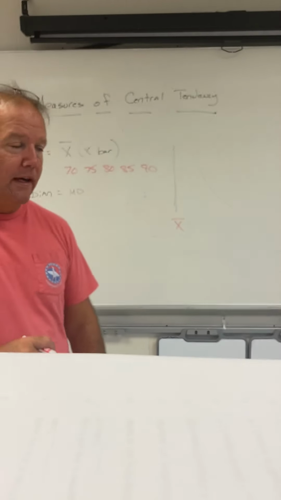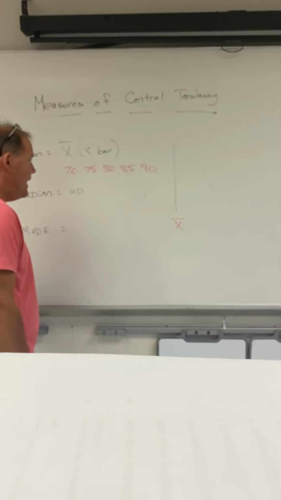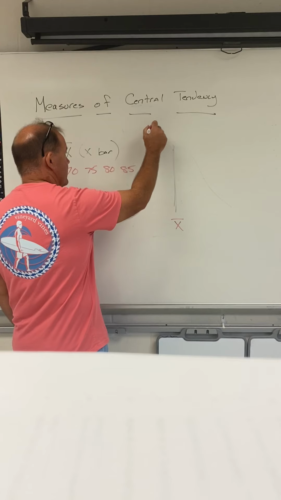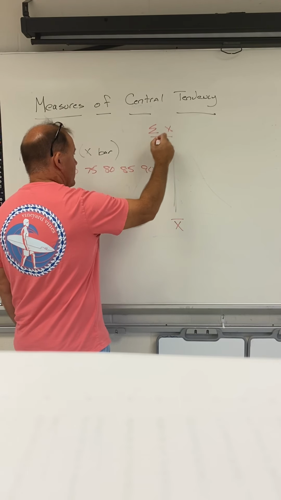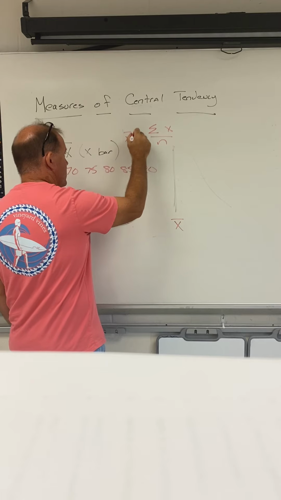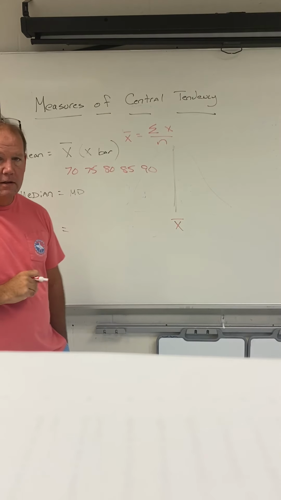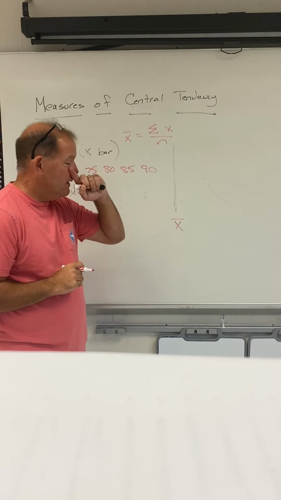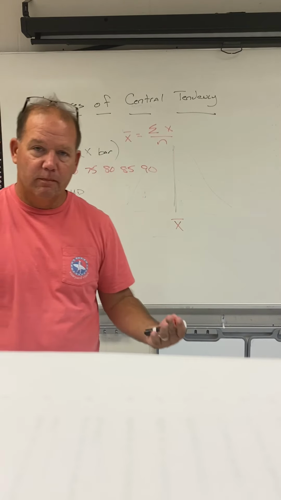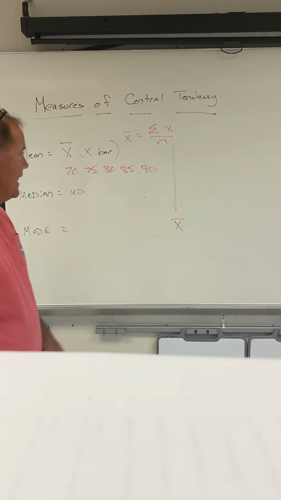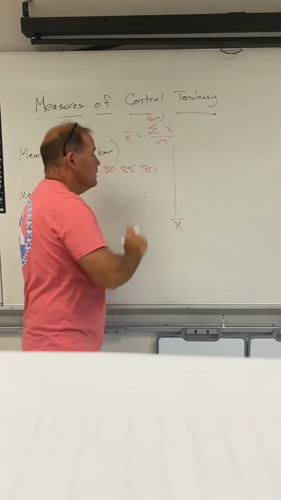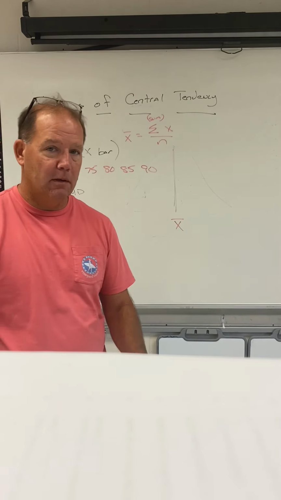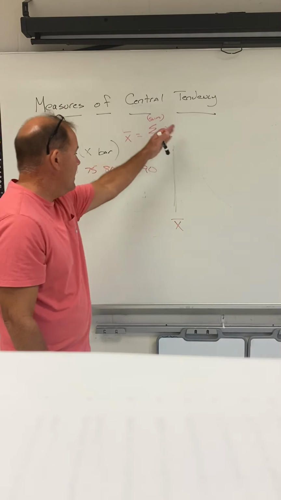Well, again, what we would do to find the average is we would take the sum of our X values and divide them by our sample size. And again, what I'm trying to show you here is symbolism that we're using in statistics. Anytime we talk about the sum, we're going to use that sigma symbol, the sum of our X values.